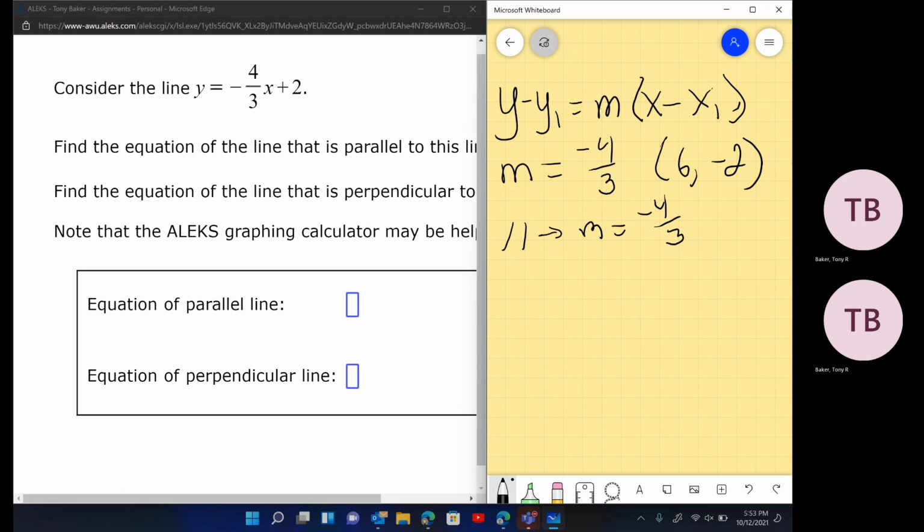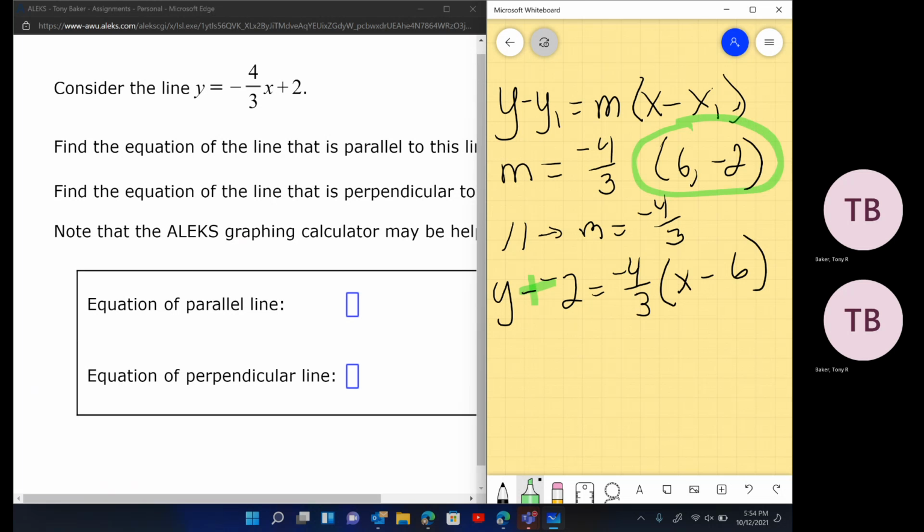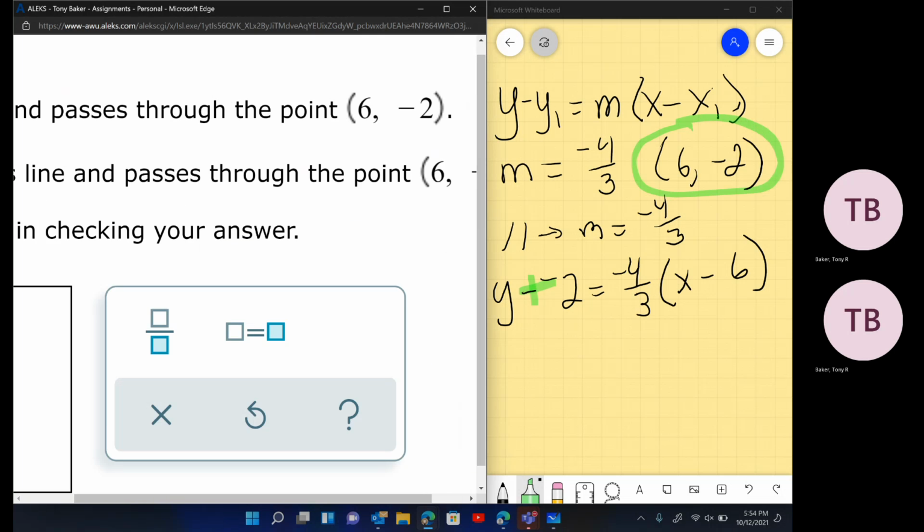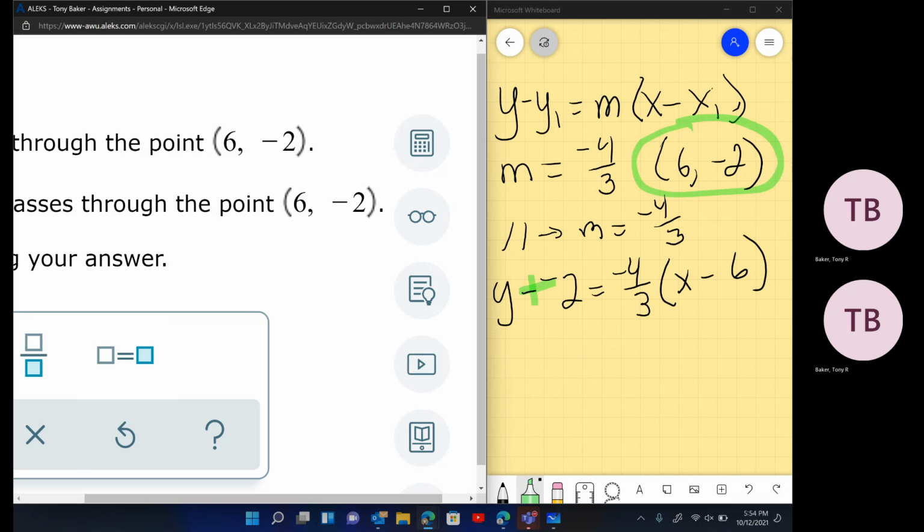So my equation is y minus negative 2 equals negative 4 over 3, x minus 6. And that's a positive. This right here is my point that they gave you. Yeah, they gave you the point right there. And notice it's the same in both of them, so it's always going to be the same in both of them.